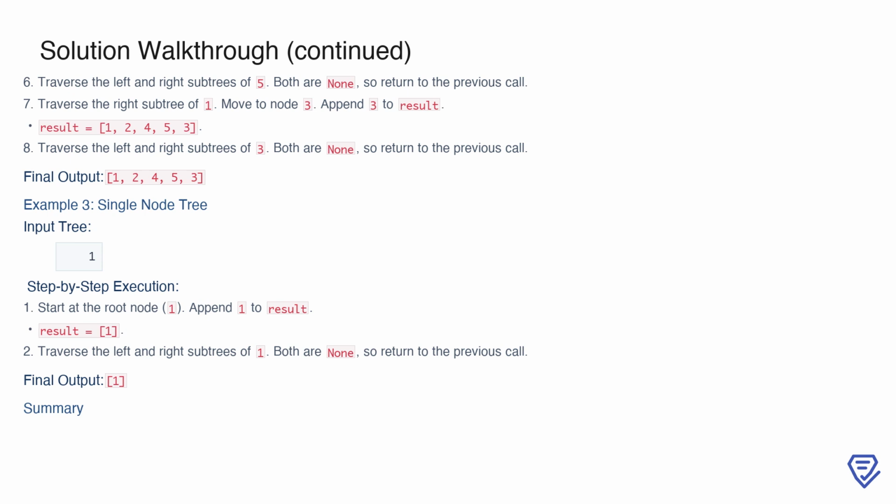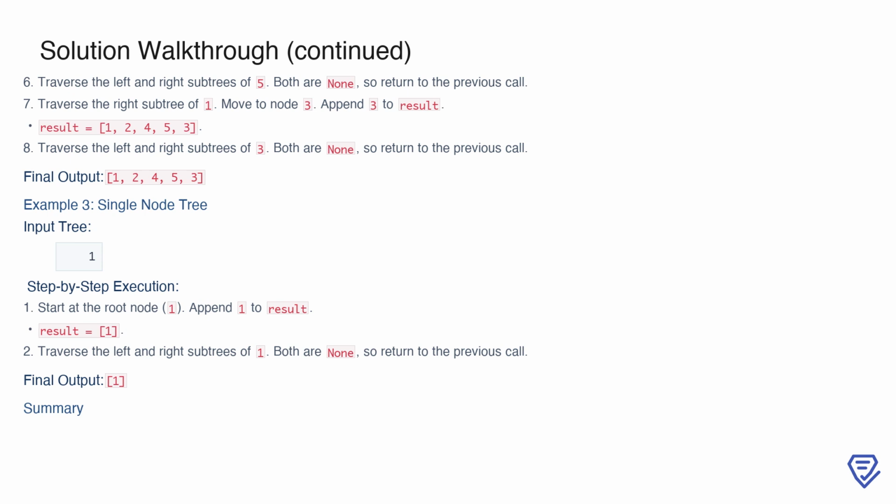After visiting node 5, we find that it has no children, so we return to the root node 1 and traverse its right subtree. This brings us to node 3, where we append its value to the result, making it 1, 2, 4, 5, 3. Finally, since node 3 has no left or right children, the traversal is complete. The final output for this example is 1, 2, 4, 5, 3.